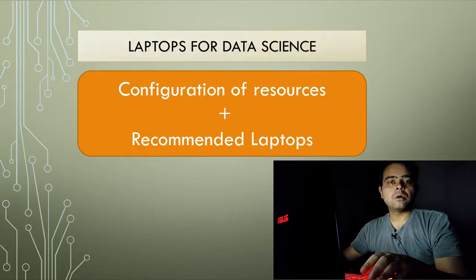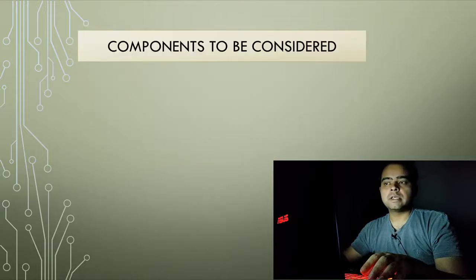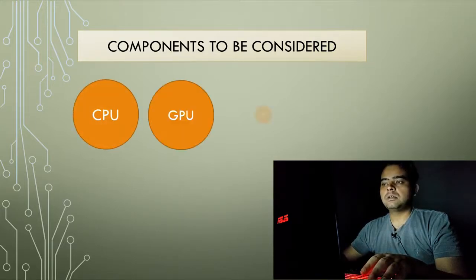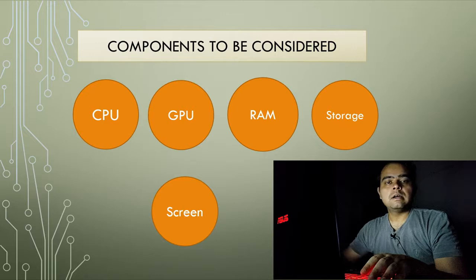So first, let's see what components, basically what parameters we should consider before even thinking of buying a machine for data science. The components that we should mainly consider are, first, CPU, the most important. Second, GPU, the RAM or the memory, the storage, and the screen. So we'll discuss it one by one, what the technical specifications behind each of these components are and how that matters in our data science projects. So first, let's consider CPU.